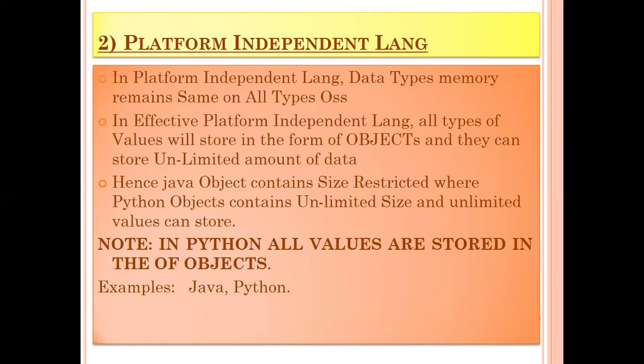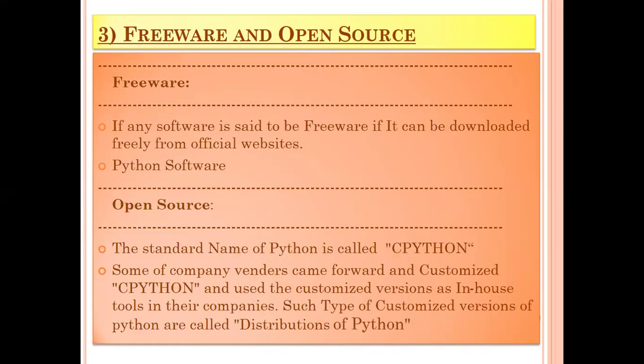Third feature is freeware and open source. Now, what do we understand by freeware? If any software is said to be freeware, it means it can be downloaded freely from its official website, as we have downloaded Python. So we can go ahead and download it freely from its official website, www.python.org.